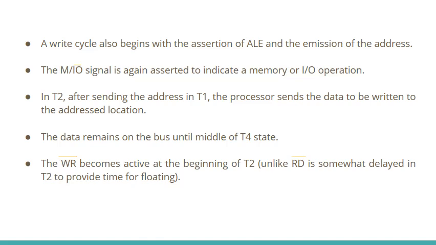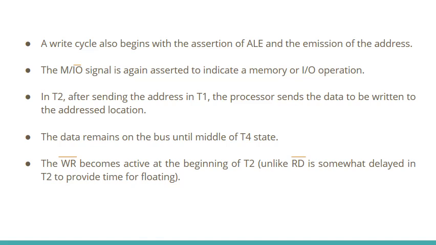So during the T1 clock pulse, the complete address will be available on the address lines. After the T1 clock pulse, during the T2 clock pulse, the address to which the write has to be performed, that is the location, is now available. So the processor will then send the data that is to be written to this particular address location onto the data bus. And this data remains on the data bus until the middle of the T4 state.